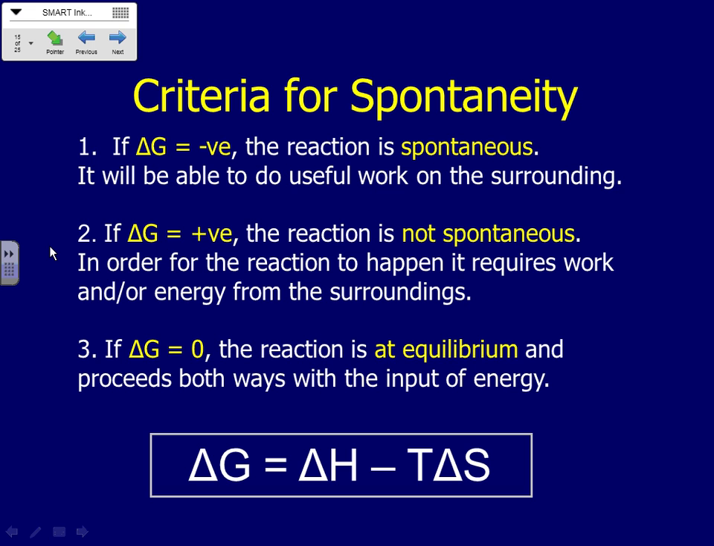If I get a negative delta G, it's spontaneous, and I can get some useful energy out of it. If I have a positive delta G, it's non-spontaneous, and I have to actually put energy in to make it happen. I have to put that value of energy in to push the reaction to go. If I have a delta G equal to 0, then they're running in both directions simultaneously, and we've got this equilibrium situation where they're heading in both directions. Energetically, one is feeding the other.